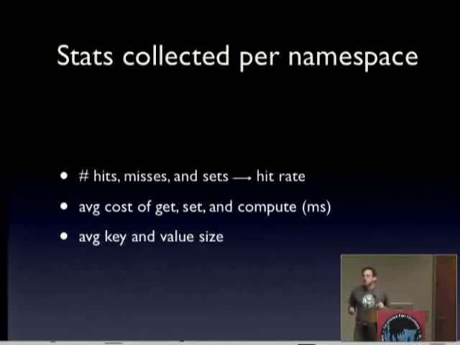So I just mentioned that CHI will, if you enable statistics, log all these things, like for every namespace, the number of hits, misses, and sets, the cost of a get, set, and the compute, the average key and value size, and it'll give you this nice log file that it then helps you parse. And pretty soon I'll have a web page as well that's kind of open source to let you view all this stuff.